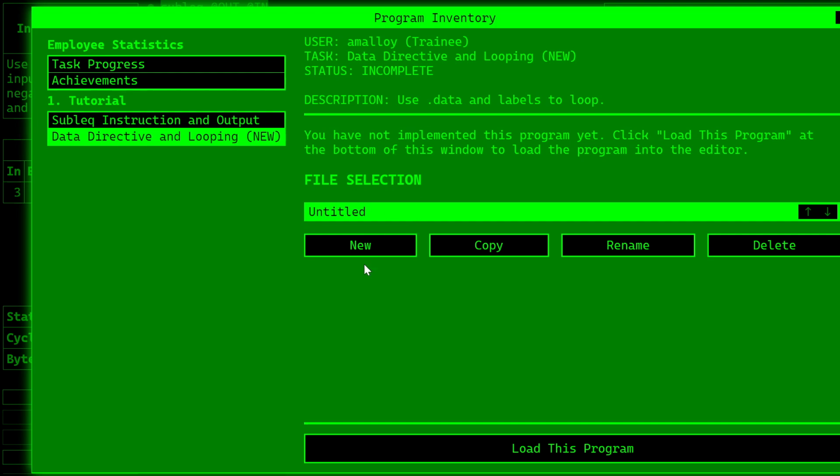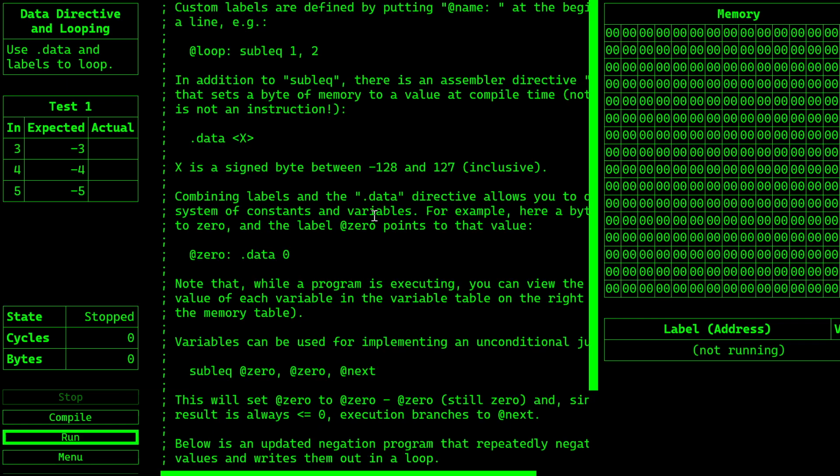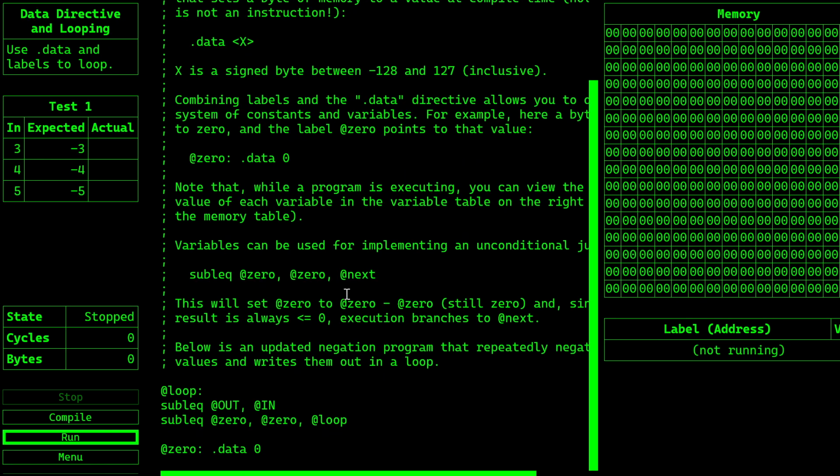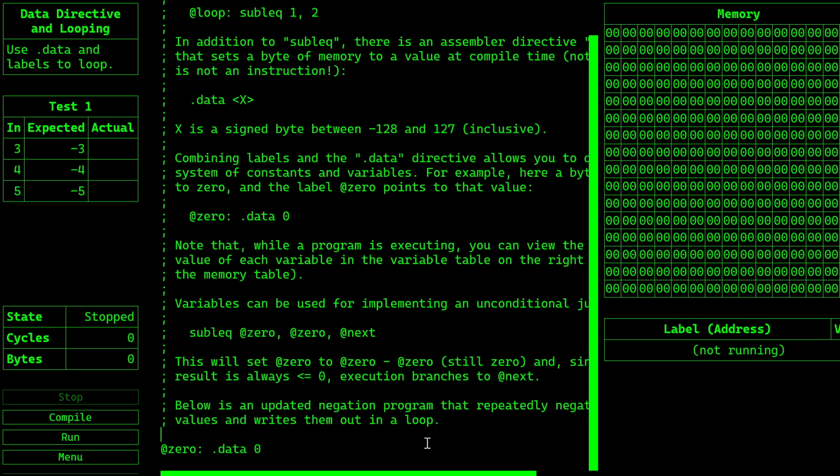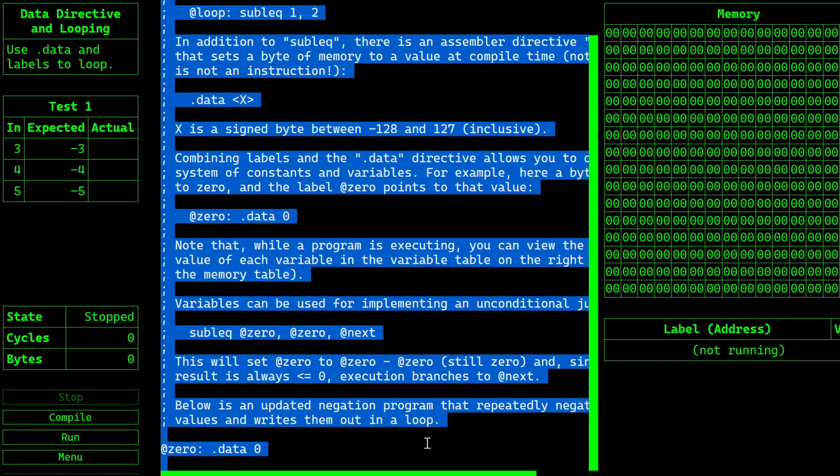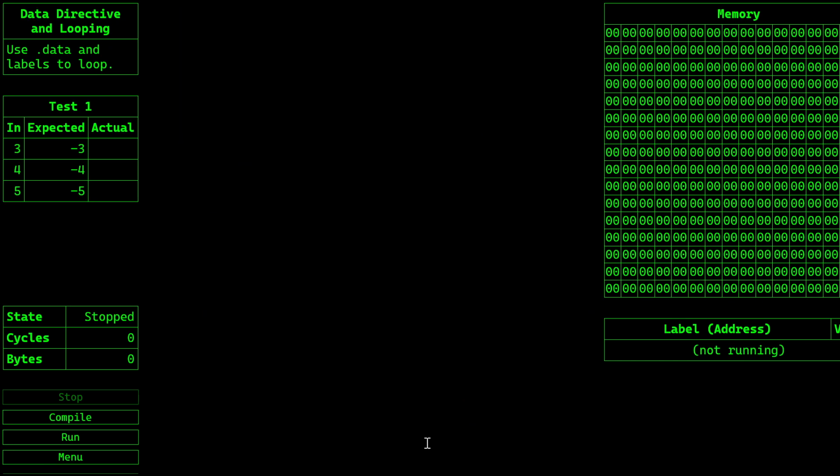Use data and labels to loop, fine. Custom labels, yeah, I know, I read the manual. Don't spoil it. Okay. Alright, what am I supposed to do? I see. Three times I'm meant to, or maybe forever, I don't know. I'm meant to do what I did in the last program, yeah?